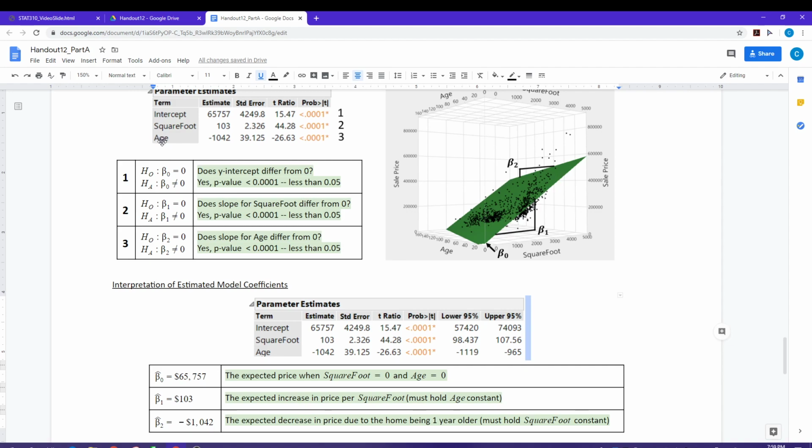The beta 2, which is attached to age, is looking at the slope in the age direction here. Okay, so the other slope of this three-dimensional plane, that is also significant. That p-value is less than 0.05, so that tells me that age also has an impact on the sale price. So when I look at tests 2 and 3 together, I know that both square foot and age will have an impact on the selling price of a home.